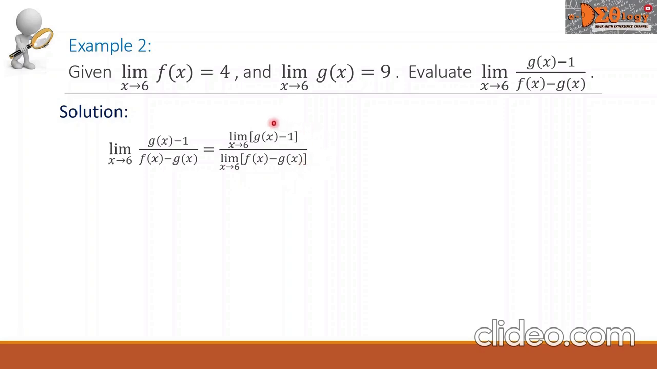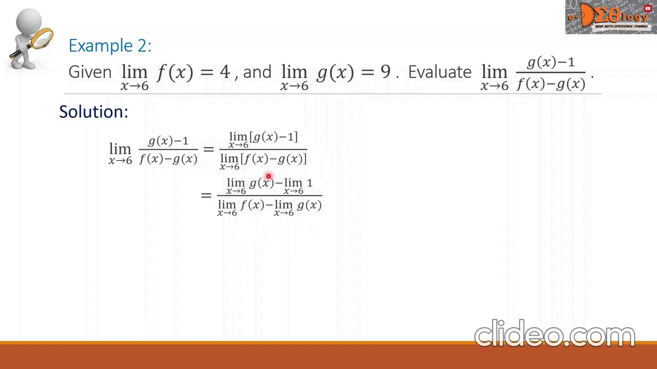From here, let us show that we're going to take the limit of each of the terms in the numerator, also in the denominator. So we have the limit of g of x as x approaches 6 minus the limit of 1 as x approaches 6 all over the limit of f of x as x approaches 6 minus the limit of g of x as x approaches 6. From here, let us substitute the corresponding values as given here.